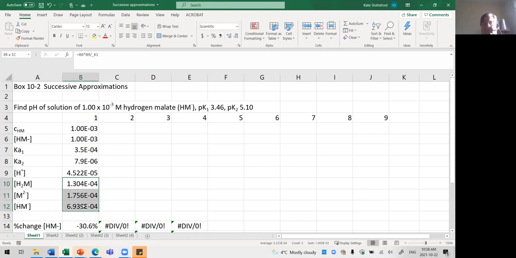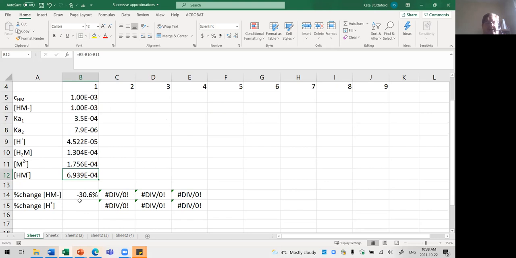So the total sum, if we added this one, and then the 1 times 10 to the minus 3, it doesn't add up. We're way over the total. These concentrations are not insignificant compared to the 10 to the minus 3 we started with. So the actual concentration of the HM minus would be closer to 7 times 10 to the minus 4. So instead of it being 1 times 10 to the minus 3, it's actually closer to 7 times 10 to the minus 4. And so what we find is that the change in the HM is about 30%. It's actually gone down by 30% compared to where we started.